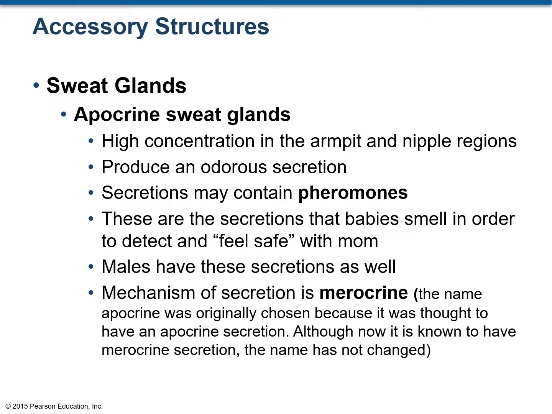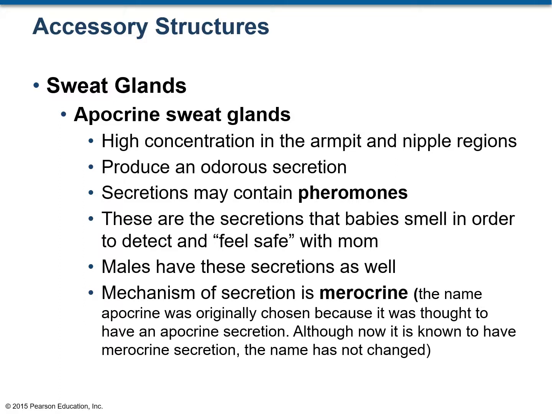The next type of sweat glands are apocrine sweat glands. These are different from the merocrine sweat glands because they are not found all over the body. They are present only in special locations such as the armpits or around the nipple, and they have an odor associated with them. So they have a particular smell, and this is the smell that is detected by the babies, and they kind of feel safe with mom. This particular sweat has chemicals which are known as pheromones. Pheromones are used for communication purposes.